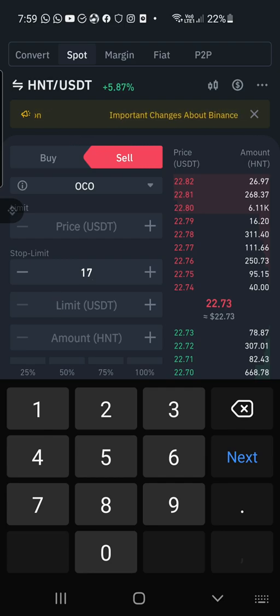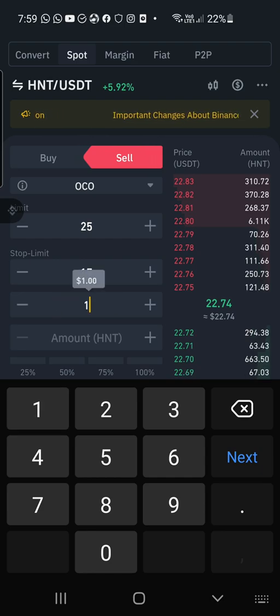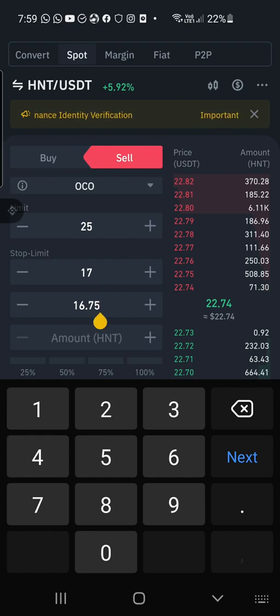So we tell Binance if it reaches $25, list it right now for $25, and when it reaches $25, someone will buy it from us for $25. But if it drops down to $17, then please sell it for $16.75 or 16.8. Doesn't matter as long as it's lower than 17 by a little bit. You cannot go for 16.99 because that wouldn't make sense.